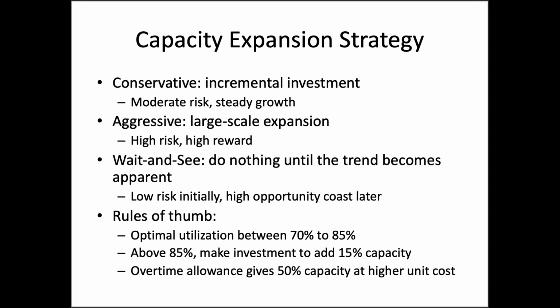Capacity expansion strategy can be categorized into 3 approaches. Incremental expansion, adding small units of capacity over time, minimizing financial risk by making incremental investment in capacity expansion to compensate for capacity decline, as well as to add capacity moderately to be ready for growth.